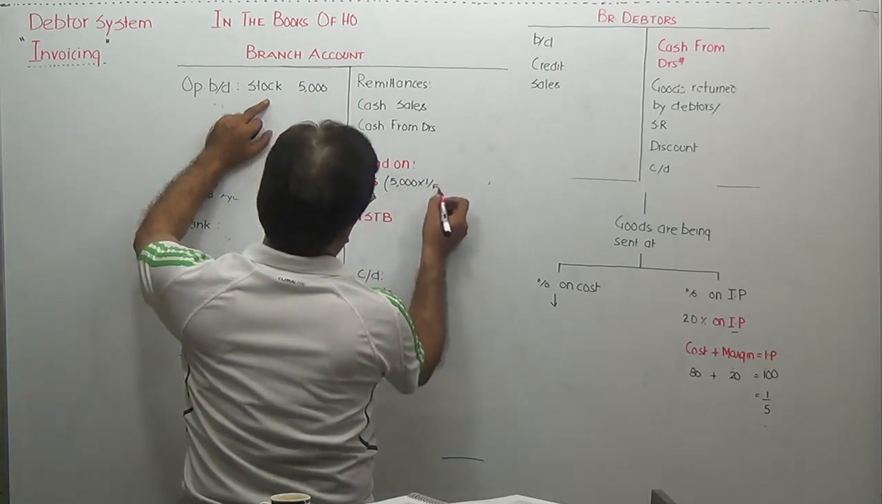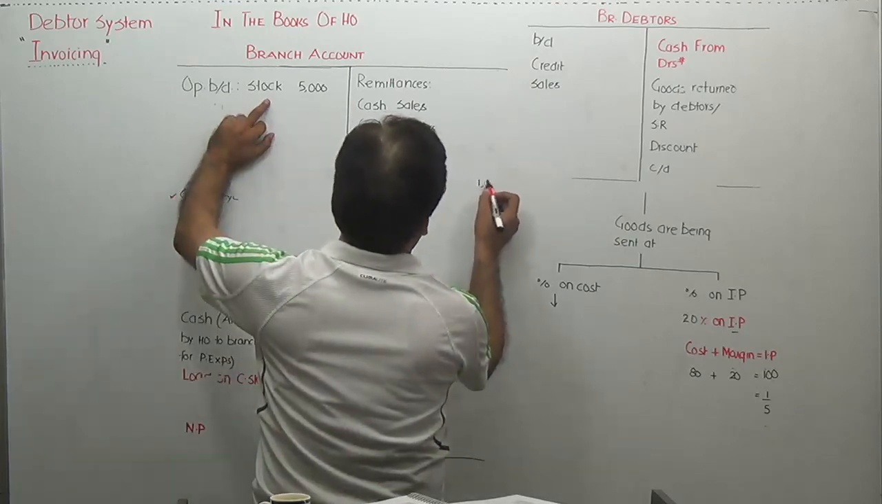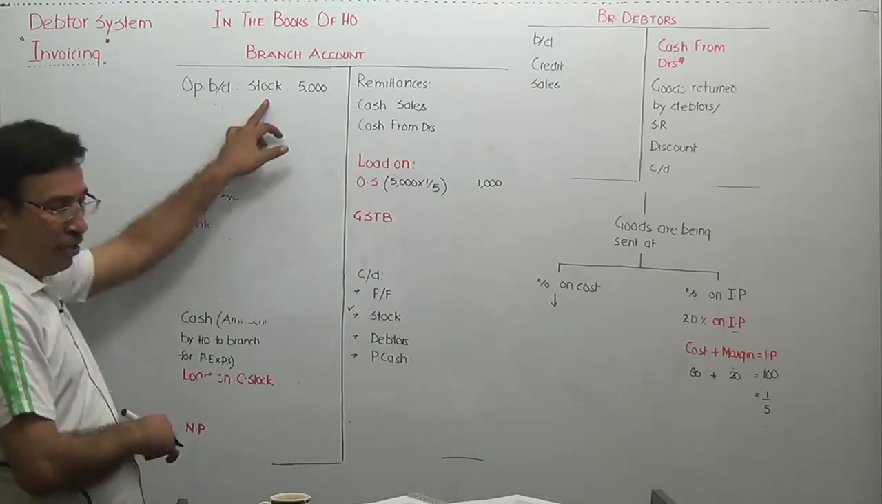So that is how the questions of invoicing will be done. So 1,000 you are going to write on to the opposite side to get the real cost of this particular item.